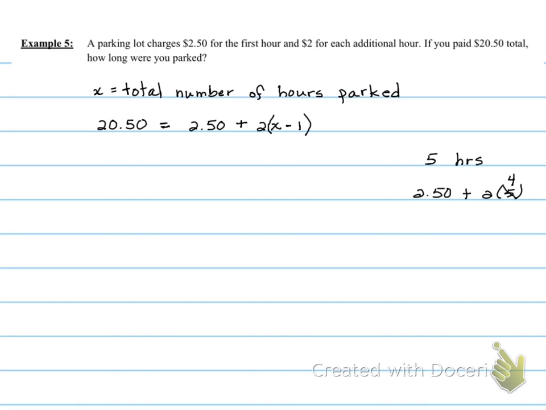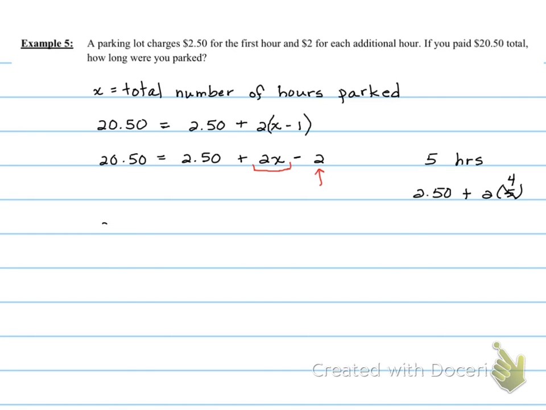Okay, let's solve. So we've got 20.50 equals, my goodness, 2.50 plus 2x minus 2. And you can kind of see what we're talking about here is this is $2 times the total number of hours. And then this minus 2 is saying take off the $2 I paid for the first hour again, right?